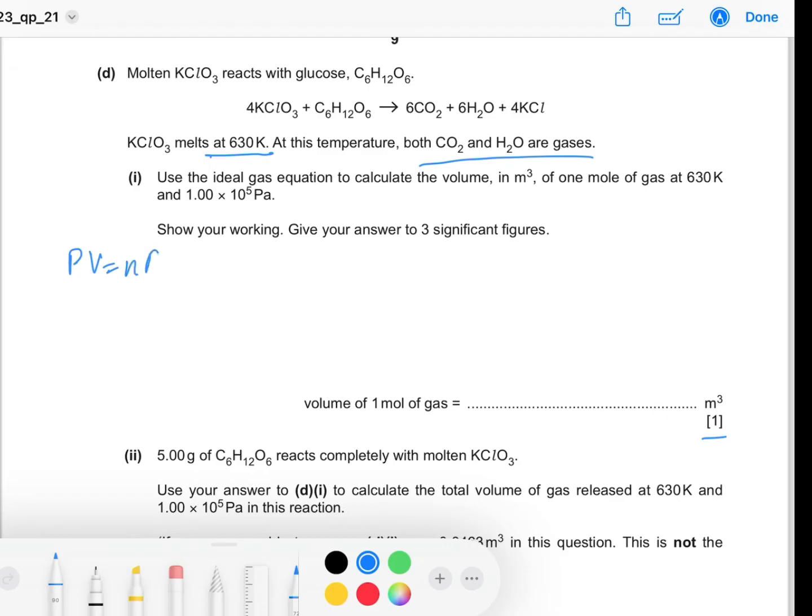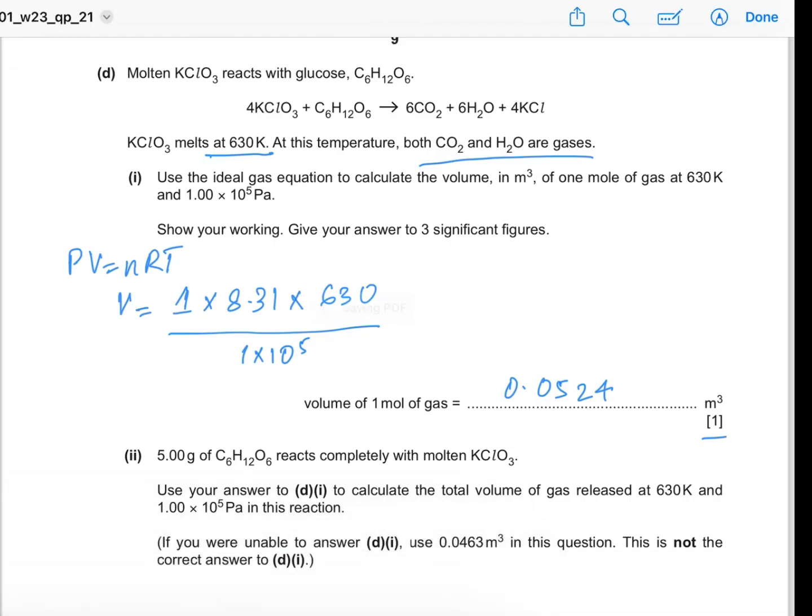You have the ideal gas equation and you're supposed to find the volume, which is equal to the number of moles, and that's 1 mole multiplied by the gas constant and the temperature in Kelvin divided by the pressure, which is 1 times 10 to the power 5. And this is equal to 0.0524 meter cube.